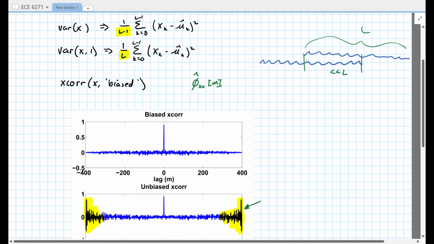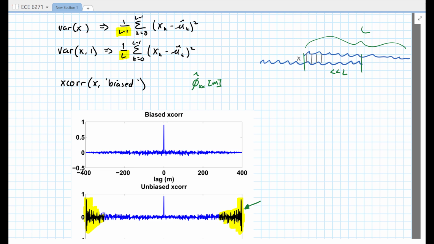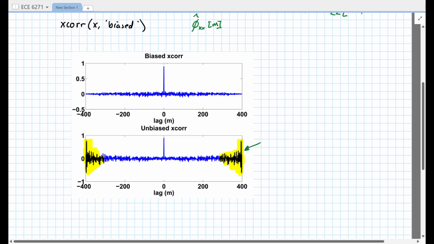So MATLAB has the biased autocorrelation that you can calculate, and the biased autocorrelation does the same operation in that it shifts and takes the product of corresponding terms, but then instead of dividing by the actual overlap, it divides by the full length, L. As a result, this is also not accurate. Neither of these are accurate.